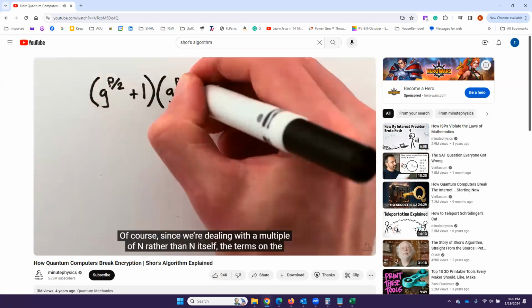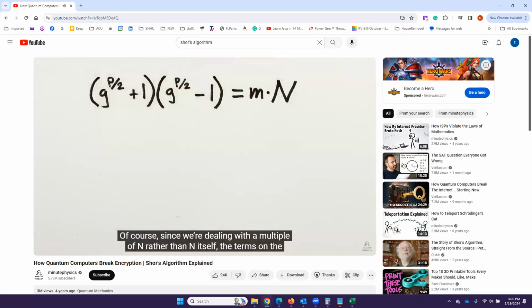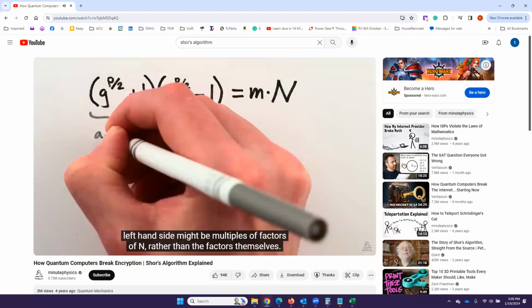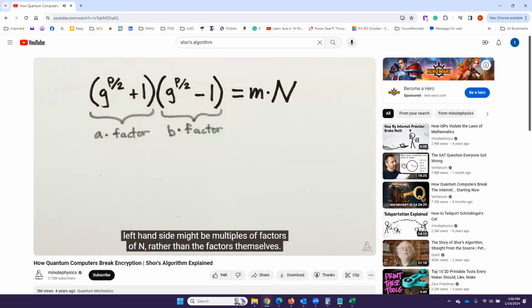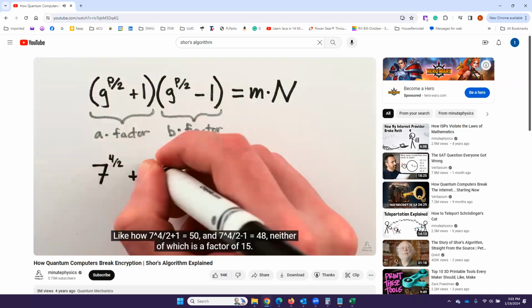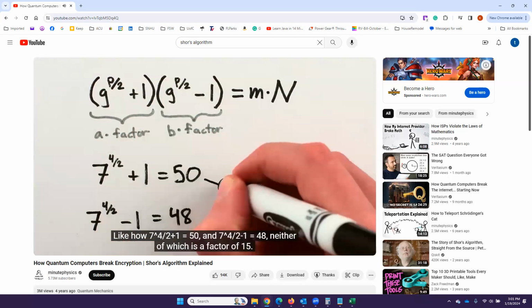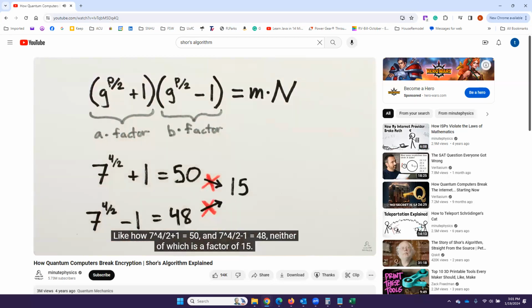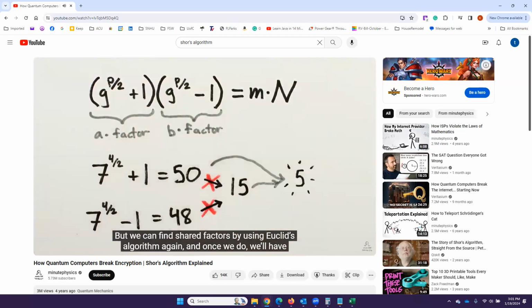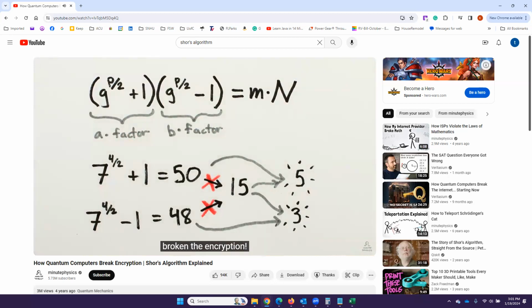Of course, since we're dealing with a multiple of n rather than n itself, the terms on the left-hand side might be multiples of factors of n, rather than the factors themselves. Like how 7 to the 4 over 2 plus 1 is 50, and 7 to the 4 over 2 minus 1 is 48, neither of which is a factor of 15. But we can find shared factors by using Euclid's algorithm again, and once we do, we'll have broken the encryption.